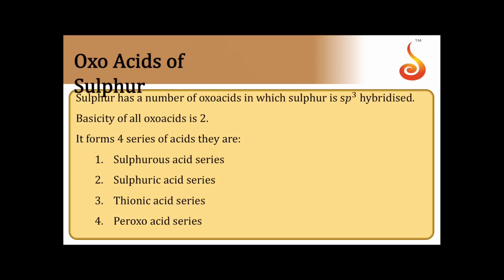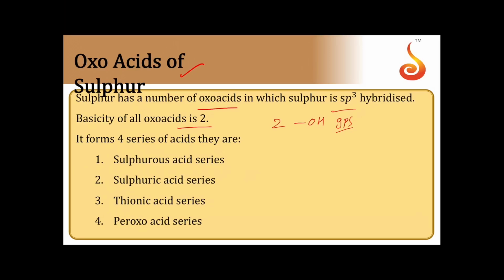Then oxyacids of sulfur. Sulfur has many oxyacids in which it is sp3 hybridized, and in all oxyacids basicity is 2. Basicity is 2 means all structures definitely have 2 OH groups in them. So 2 OH groups are there in all molecules.